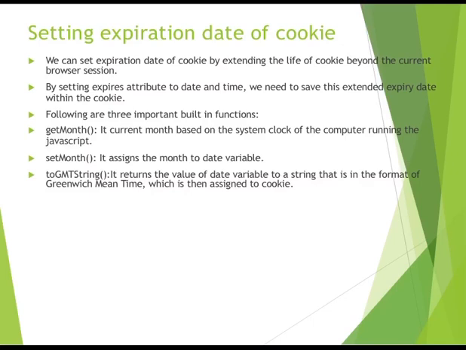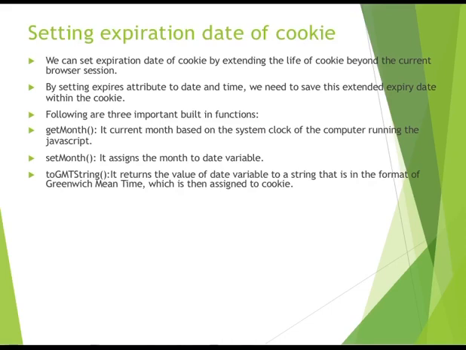Following are three built-in functions which are required for setting a cookie: getMonth, setMonth, and toGMTString. getMonth, as I told, does what? It retrieves the current month from the system clock of the computer that is running the JavaScript. setMonth, it does what? It assigns the month to the date variable. And toGMTString basically returns the value of the date variable in the format of a string, which is then assigned to a cookie.